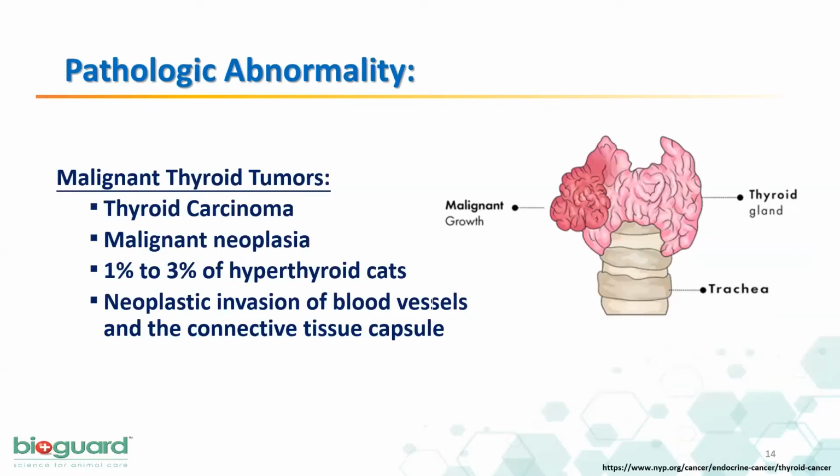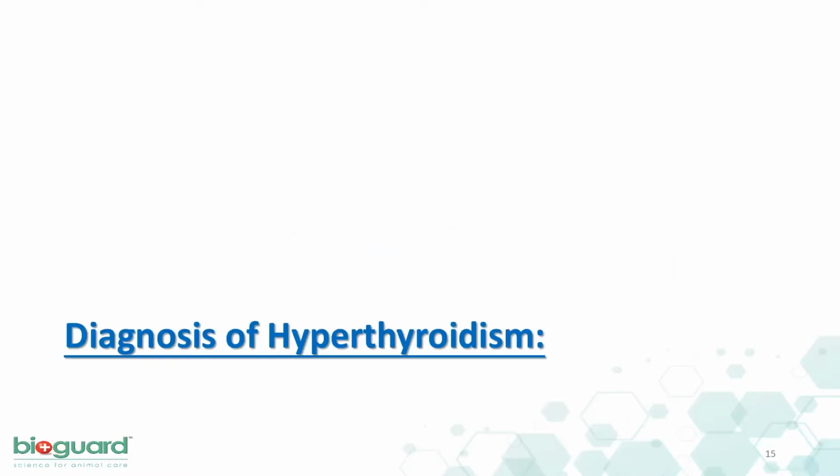However, if the tumor growth is malignant, it can be 1 to 3% in hyperthyroid cats, where this malignant tumor will not be situated only on the thyroid gland. It will invade the adjoining blood vessels and the connective tissues, or the capsules around the thyroid gland. So when the tumor grows more, it will lead to thyroid carcinoma, which is a more dangerous situation in hyperthyroid cases.